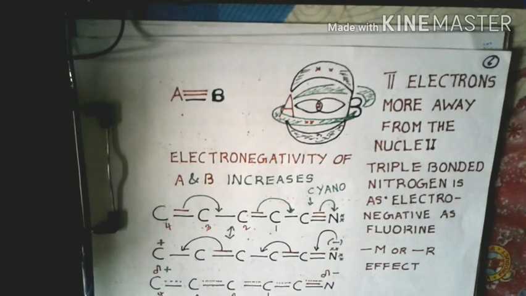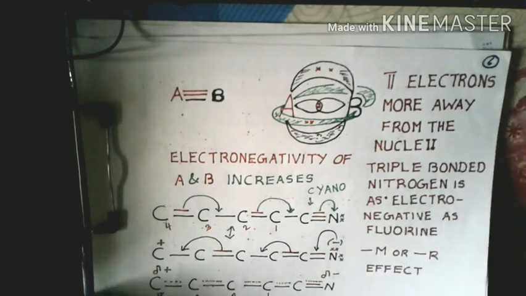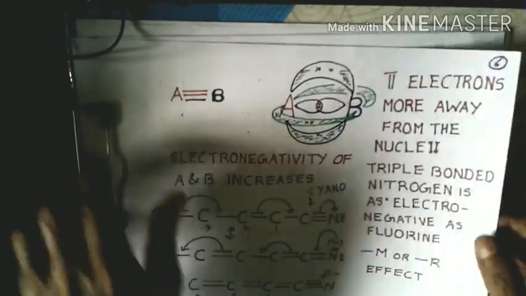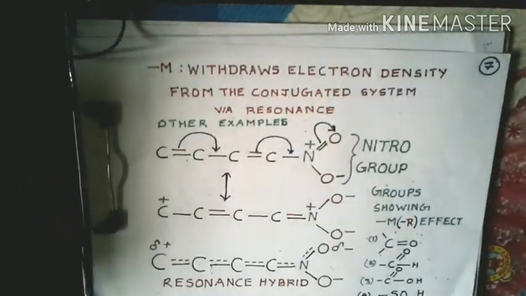Now this type of withdrawal of electron density from a conjugated system by an attached group is called minus mesomeric or minus resonance effect. Now other examples of groups showing minus M effect or minus R effect.